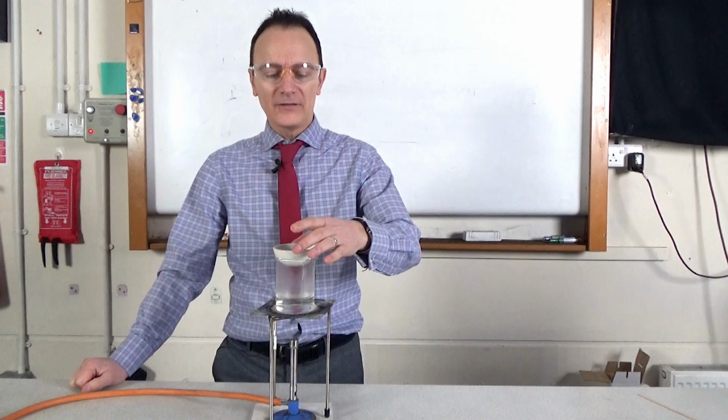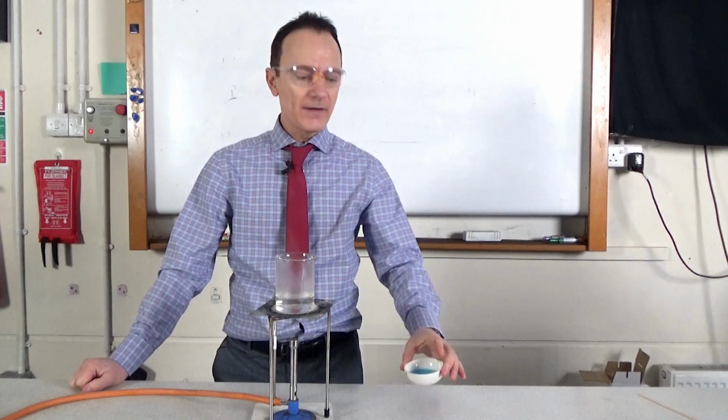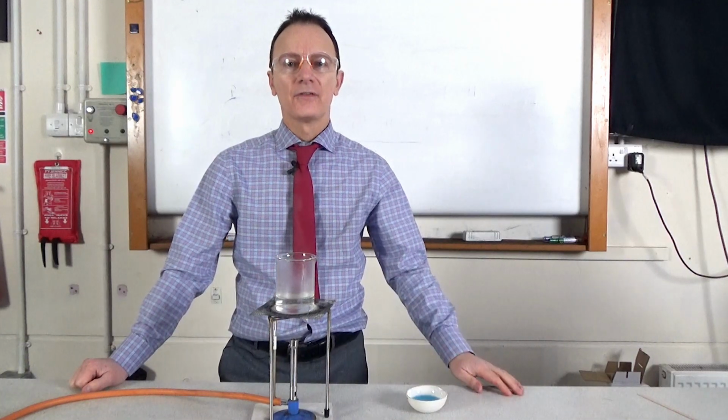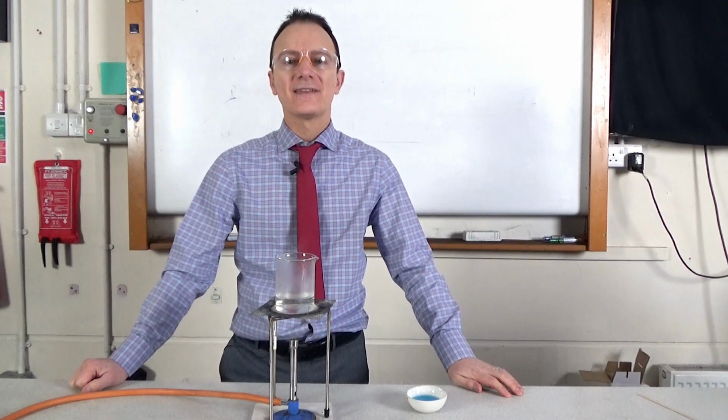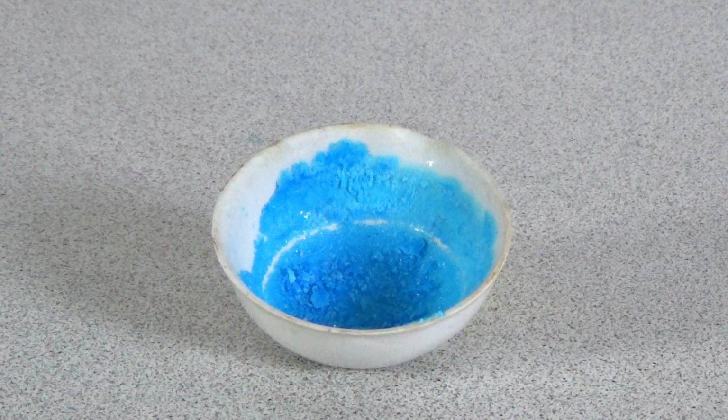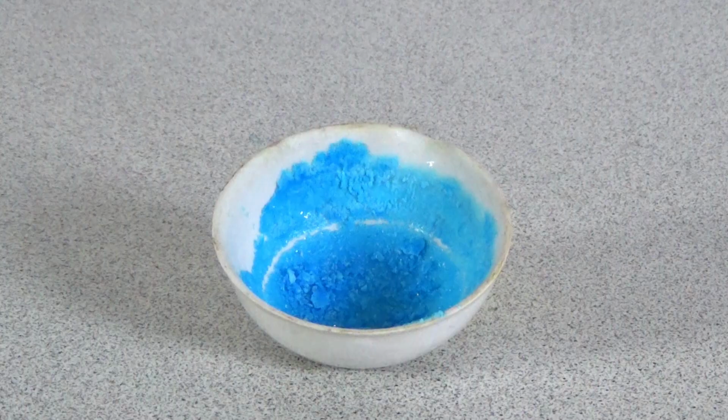The evaporating dish is then put to one side so the rest of the solution can evaporate, and that could take as long as a few days. So we'll come back to that when the solution's evaporated. We've now got solid copper sulfate from our copper sulfate solution, and to make it a dry product, we would then put it in an oven to dry it out.